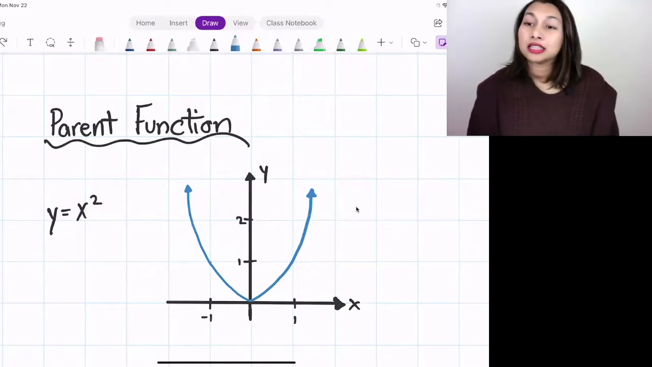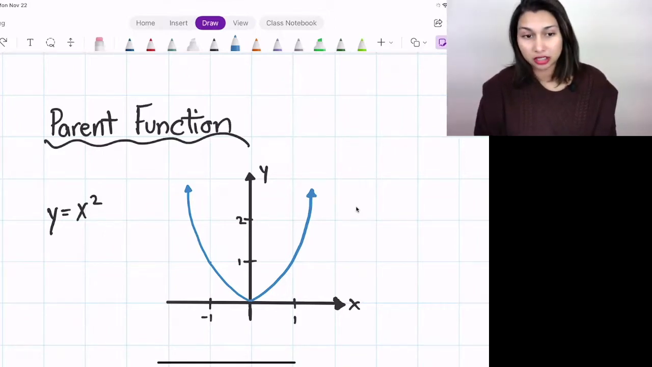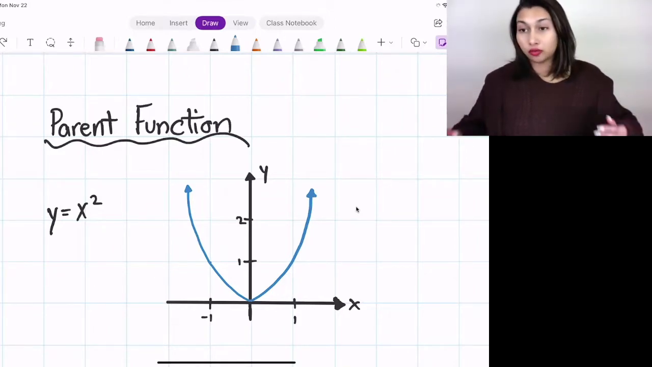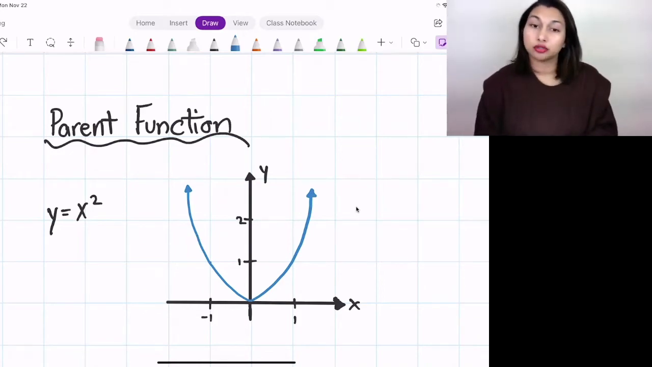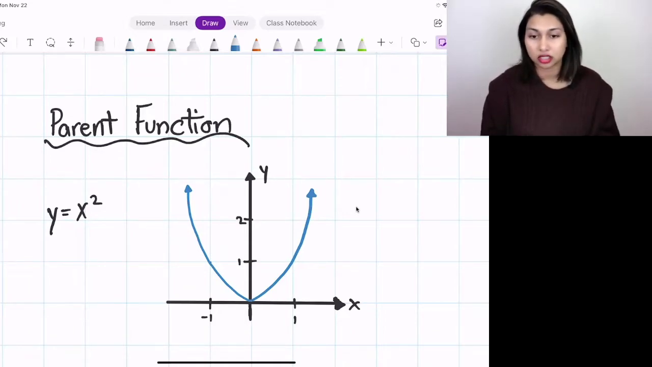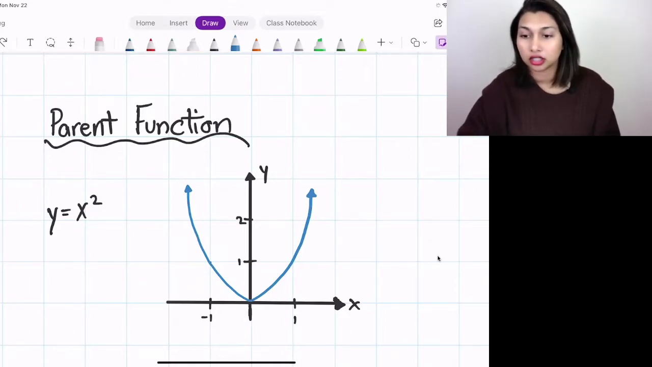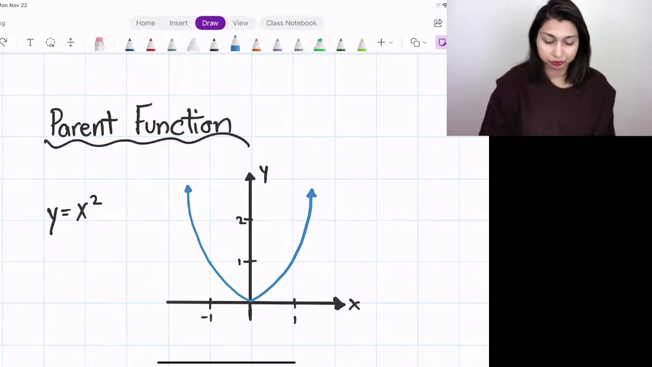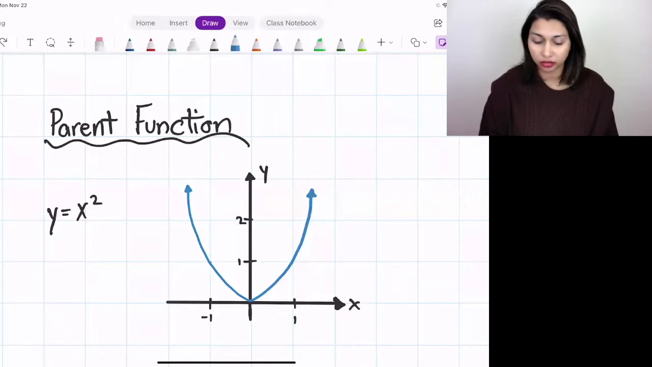Hi. In this particular video, we will be discussing transformations. Before we move on to transformations, we want to familiarize ourselves with the parent function. The parent function is the original function. Before any transformation, this is how the function would look. The parent function for a quadratic is y equals x squared.